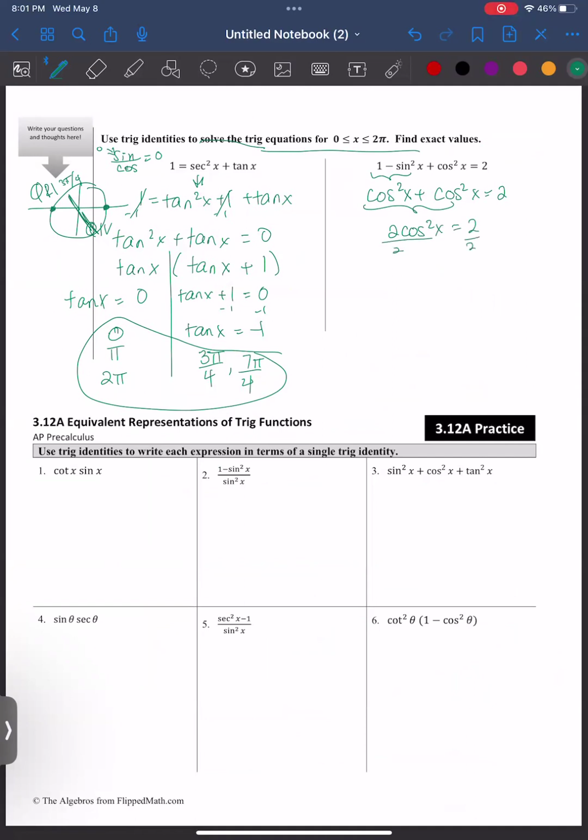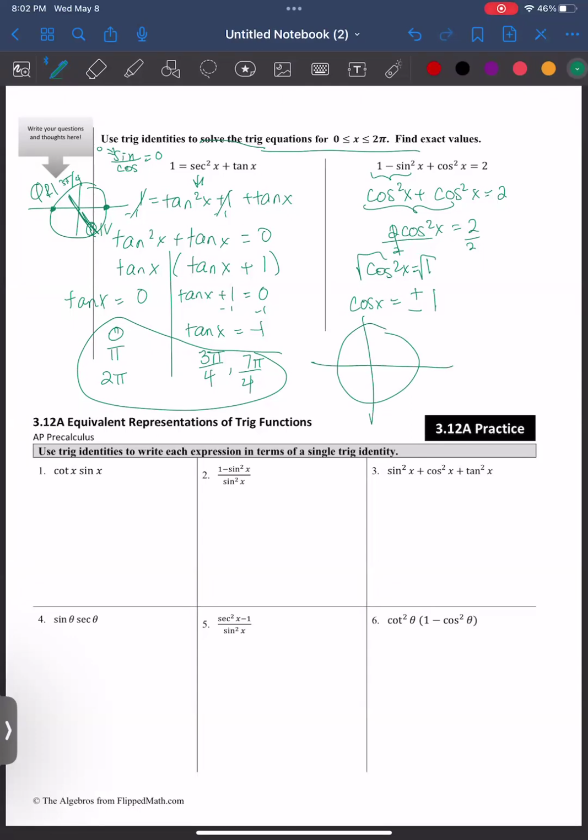Divide by 2, and I'm left with cosine squared of x equals 1. Now remember, I need to get rid of that square. So what's going to happen is I'm going to square root both sides. And remember, that gives me cosine of x is equal to plus or minus 1. So now I have to look at my unit circle and figure out when it's going to be 1.